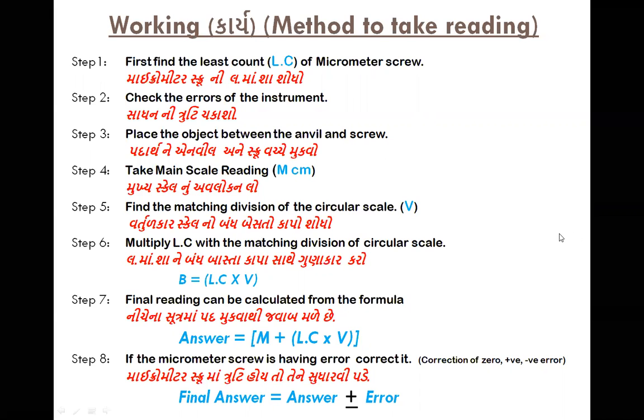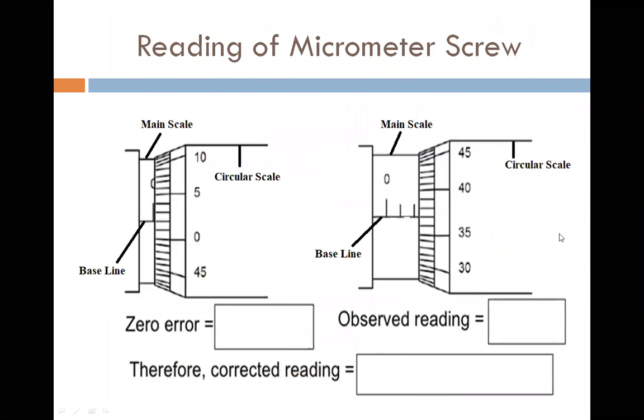We can go for one of the readings. I can show you how to take the reading. I have taken two figures. In the first figure I have shown that this apparatus has an error, and the second figure is the one I have taken by placing the object. After placing the object, the circular scale moves away. That is visible here in the second figure.